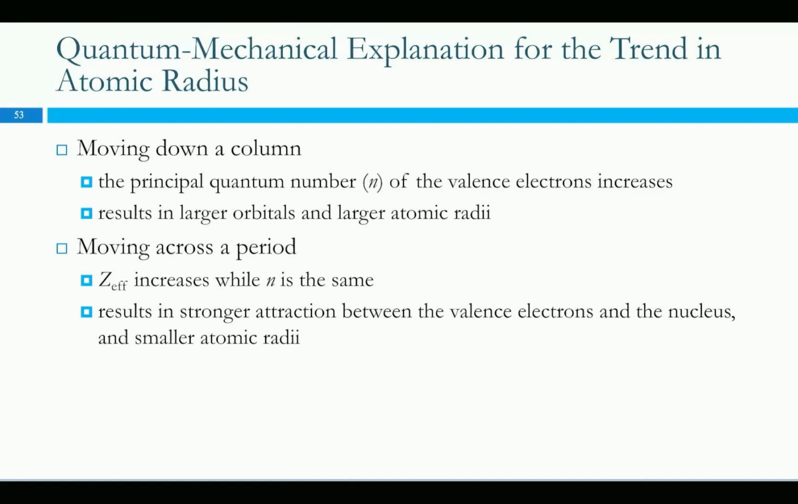So again, moving down a column, the principal quantum number increases, meaning that we add shells and the orbitals are larger. So it gets bigger. Moving across the period, the Z effective increases while n is the same. So we stay in the same quantum shell, but we add more protons to the nucleus, increasing the effective nuclear charge. And then because we have a stronger difference in charge, we have stronger attraction between the core and the valence electrons.